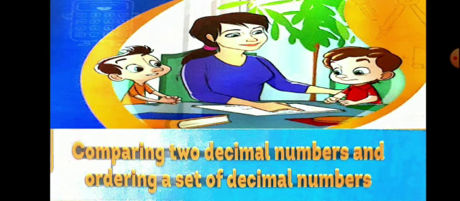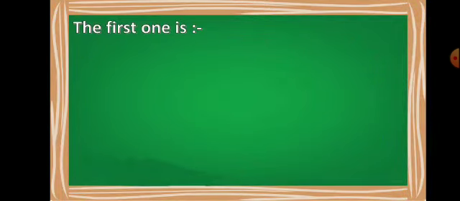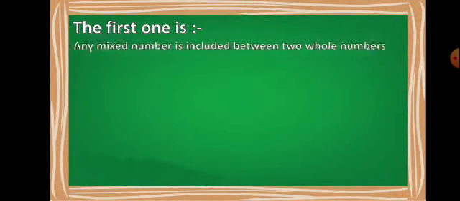Before we begin this lesson, we must know some notes. The first one is: any mixed number is included between two whole numbers. What does it mean? The example will explain this. Example: 6.82 is included between 6 and 7.